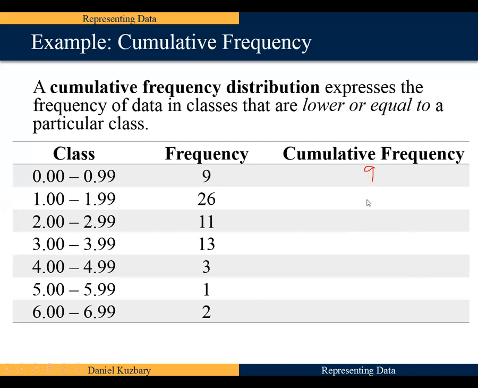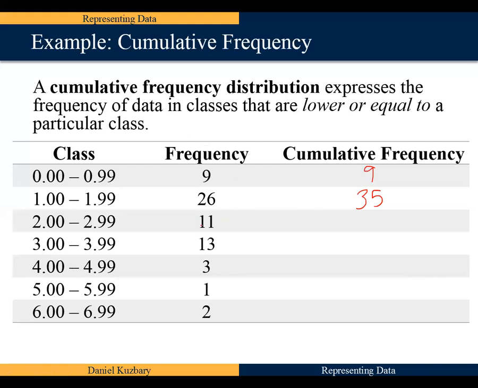The next cumulative frequency is going to be the frequency of this class plus all of the lower classes, which is going to be that one. So I'm just going to take 26 and add 9 to it, and I get 35. So that's the cumulative frequency of the second class. It's going to be this one plus all the classes that came before. So it's really not hard to find. We're just going to add 26 and 9.